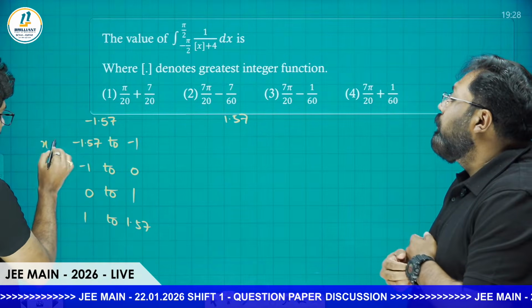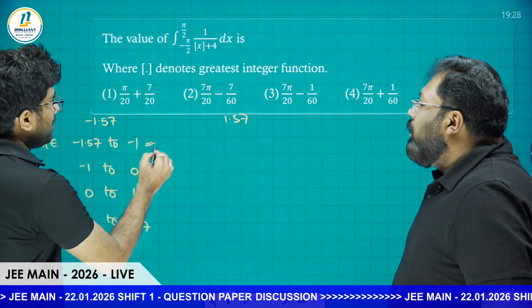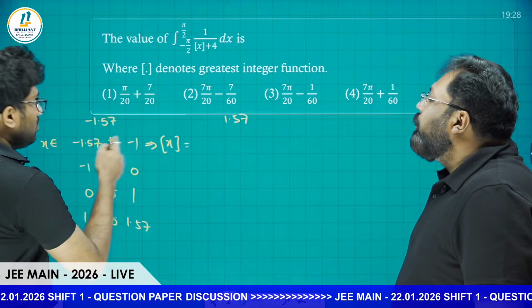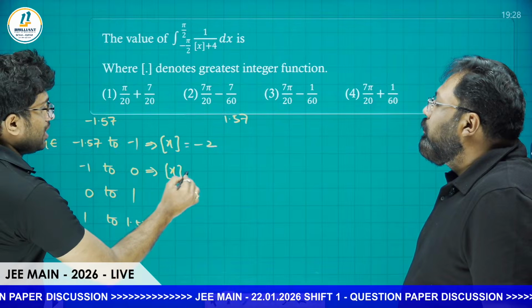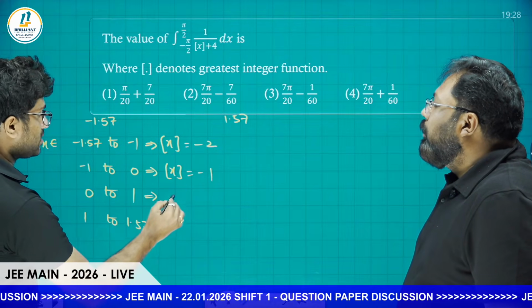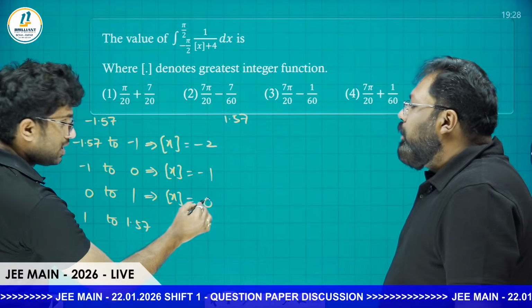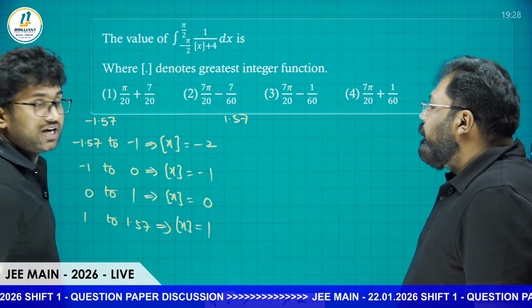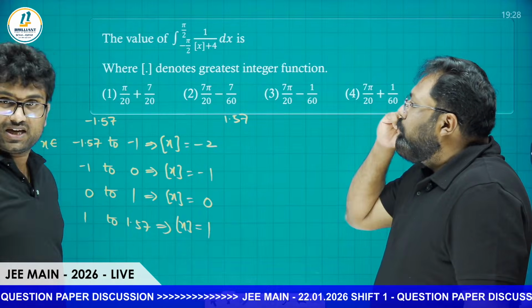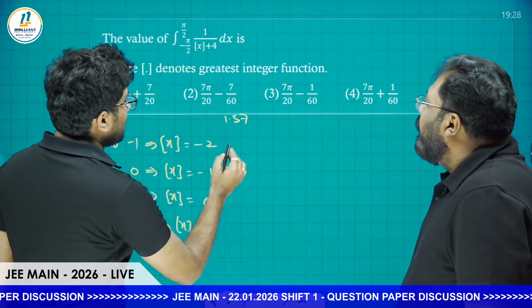Now suppose x belongs to this region, what will be the step x value? Minus 2. If x belongs to the next region, step x value will be minus 1. If x belongs to this region, step x will be 0. If x belongs to this, step x will be 1. That means we have just a constant in each piece, so we will be splitting the interval.